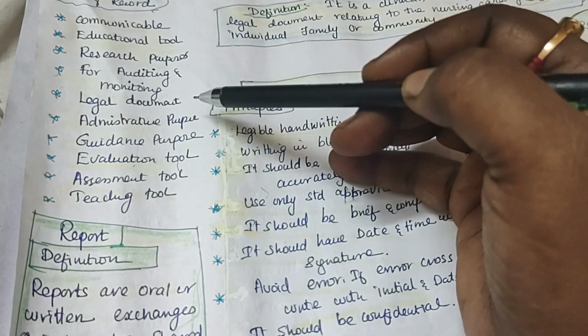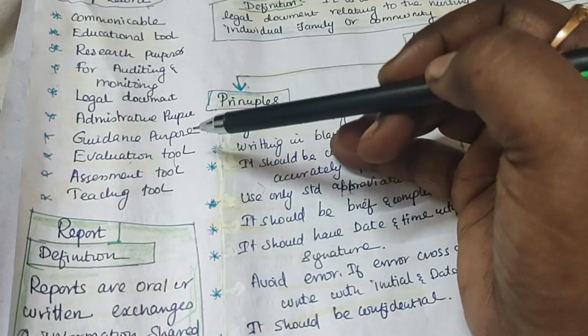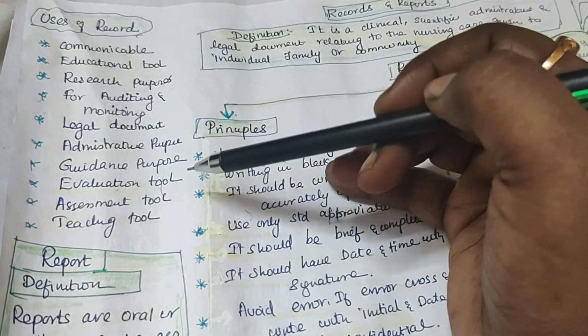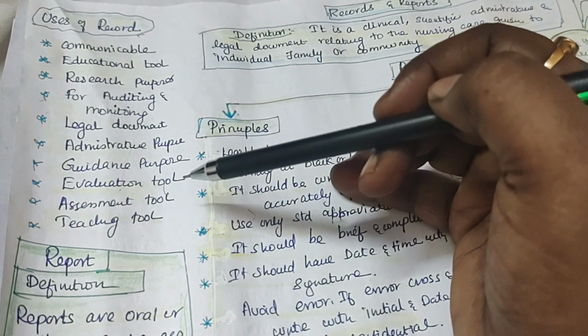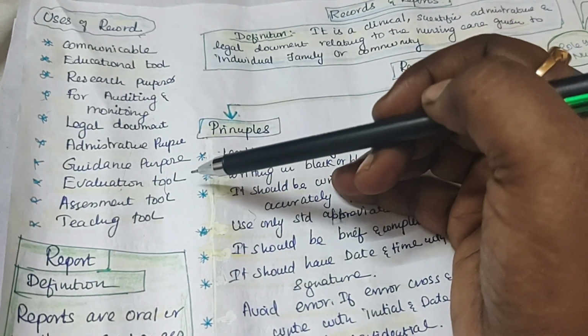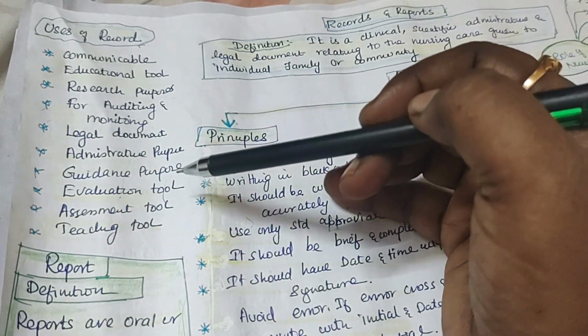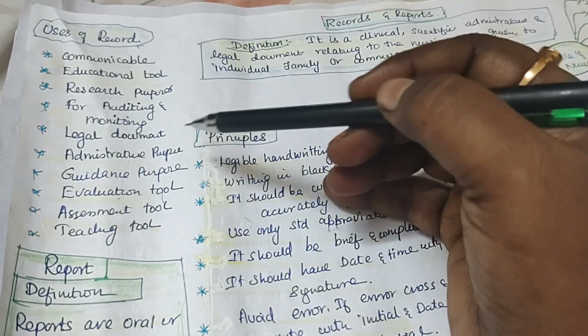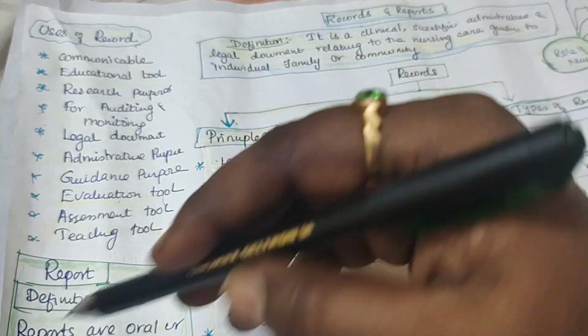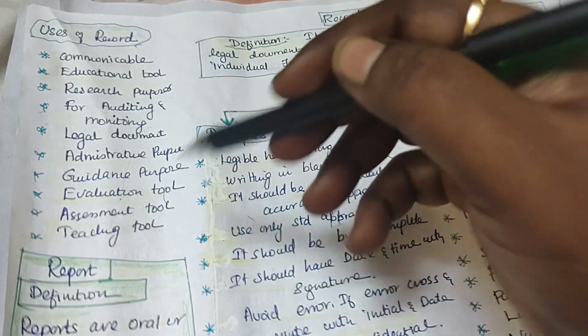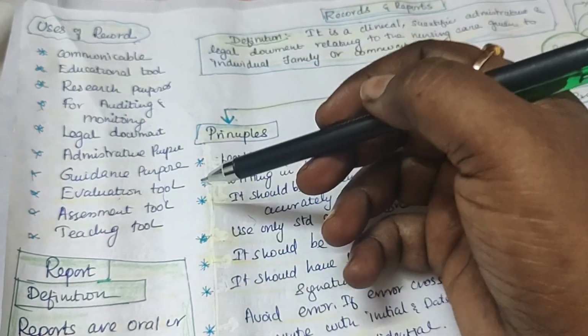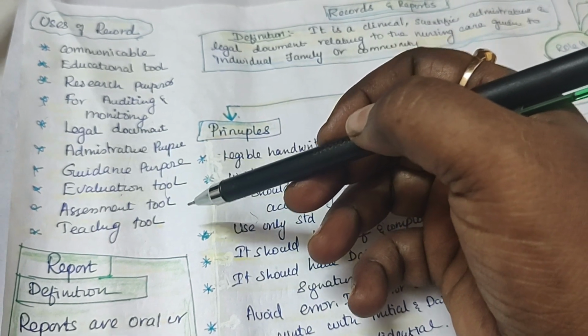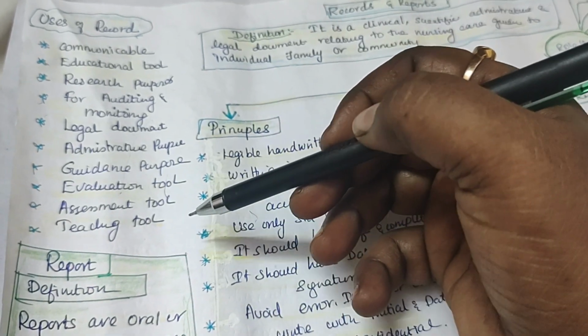It's helpful for monitoring. It acts as a legal document. It serves administrative purposes. It serves guidance purposes. For retrospective research, the records are very useful. For prospective research, the future records, every time you record, it's useful. It acts as an evaluation tool, an assignment tool, and also a teaching tool.